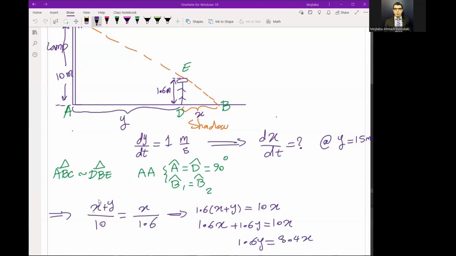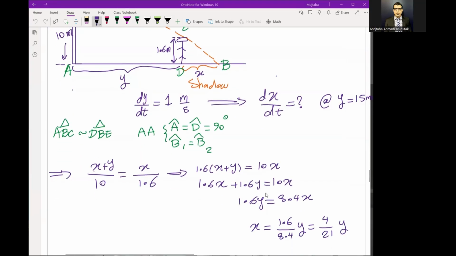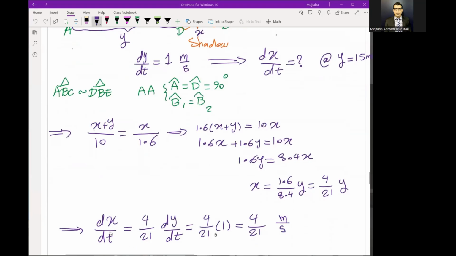So 1.6 times (x plus y) equals 10x. Now we have 1.6x plus 1.6y equals 10x. That would be 1.6y equals 8.4x. So x is 1.6 over 8.4 times y, or 4 over 21. We're looking for dx/dt. If we take the derivative of this equation, dx/dt is dy/dt times this constant, 4/21. dy/dt we have as 1 meter per second. So dx/dt is 4/21 meter per second. There you go.